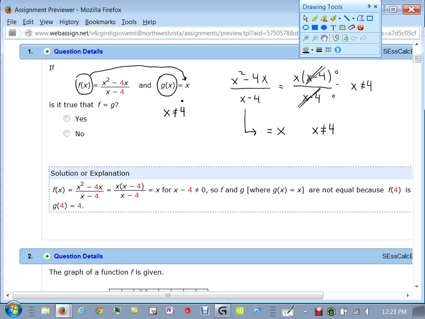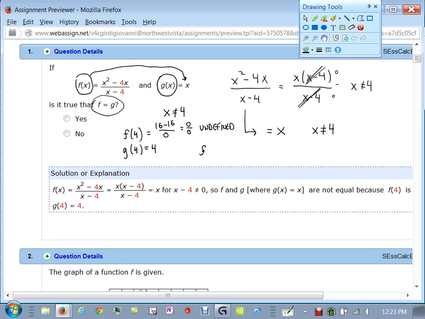So let's quickly figure out what f of 4 is and what g of 4 is. If we plug 4 into g, g is just the identity, so you plug in 4, it spits out 4. But with f, we would get 16 minus 4 times 4, which is 16, over 4 minus 4, which is 0. We get 0 divided by 0. This is undefined. So these functions are not equivalent. They are not equal to each other because at 4, one of them is undefined, the other one is 4. Anywhere else other than 4, we would get the same values.